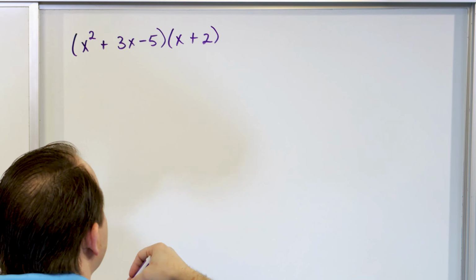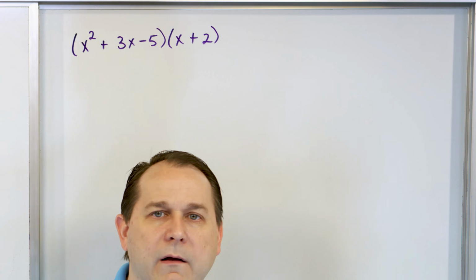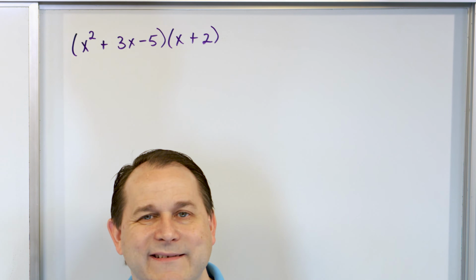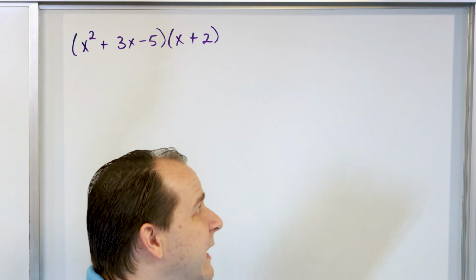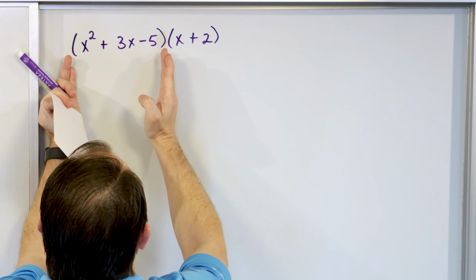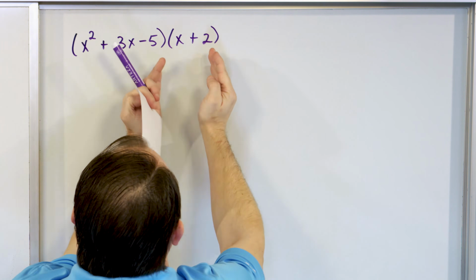Now see, if you're just memorizing things like FOIL, F-O-I-L, not only do you not know how to do the last type of problem, but you don't know how to do this one because what's in front is actually 3 terms multiplied by 2 terms.